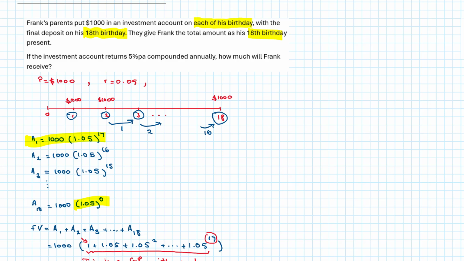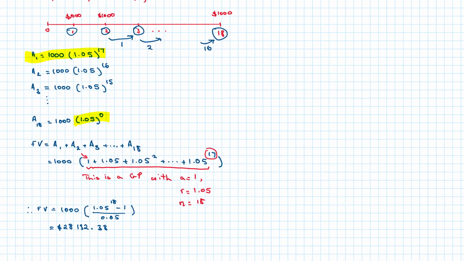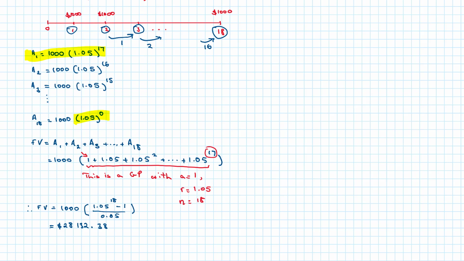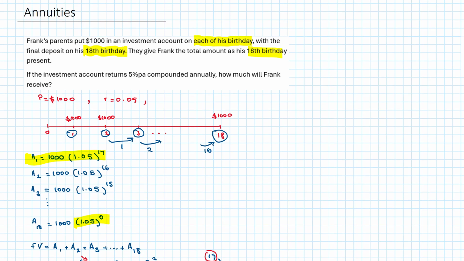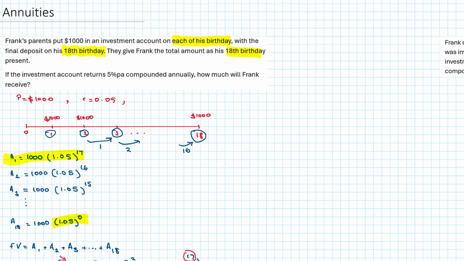Apart from that, these questions can refer to tables. So if the question is worded this way, then you must use your arithmetic and geometric series knowledge to solve the problem. But the question could provide you with an annuity future value table and say, using the table, work out the future value. So that's what we're going to do now.